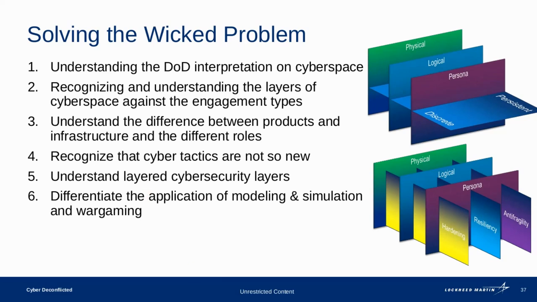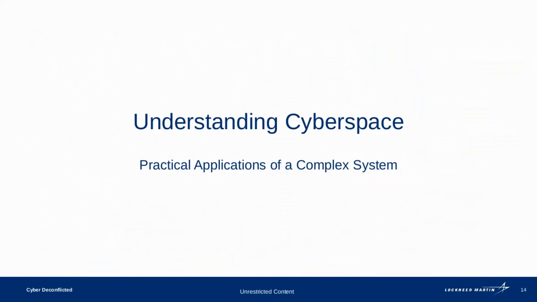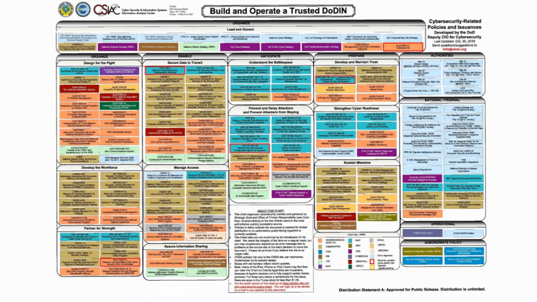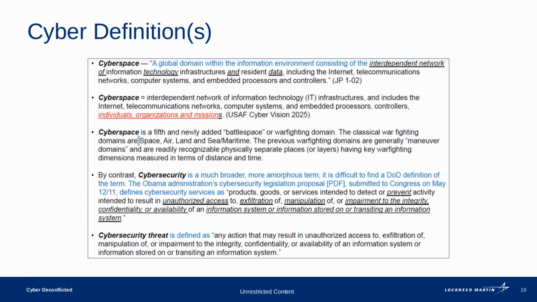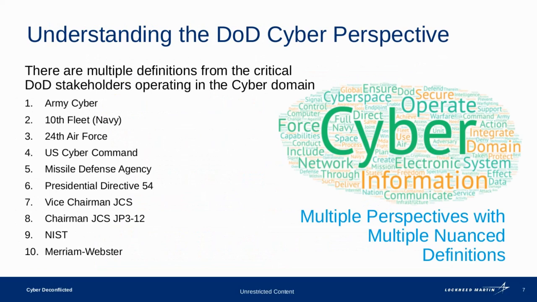Absolutely. And I'm going to jump back quite a few slides, because one of the compounding things, and this is where I would recommend anybody talk about this, is you have a lot of different definitions, as we're demonstrating here. This is just within the DoD. Each one of these groups, Army Cyber, 10th Fleet, 24th Air Force, Cyber Command, Missile Defense Agency, all of these groups have slightly different definitions, visions, and missions. And the interesting thing is, depending on how people hone in on those differences, it can actually dramatically change the vector by which you pursue cyber.